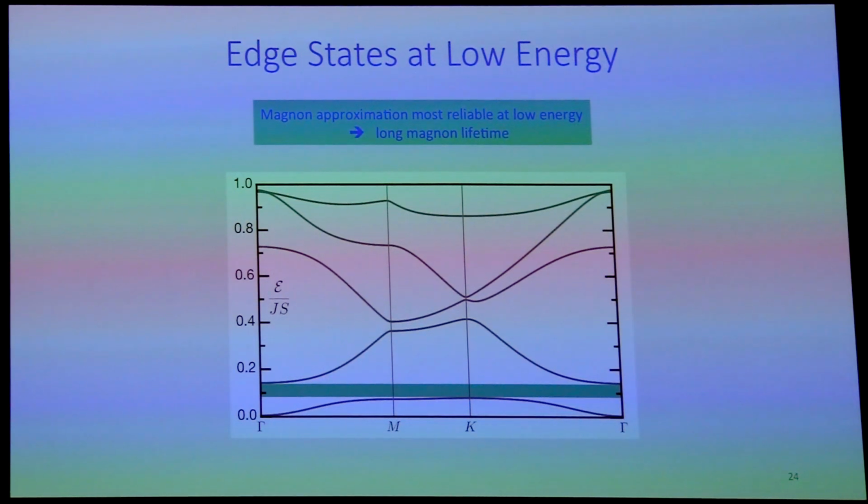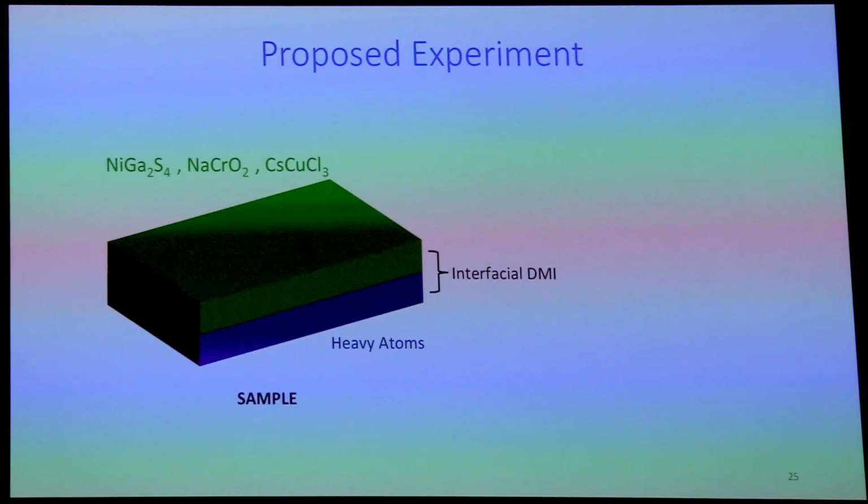It's important to stress that because this emerges at the first magnon gap, that's where the lifetime of magnons is the longest, and that's where our approximations work best. So I would like to propose an experiment to measure this.